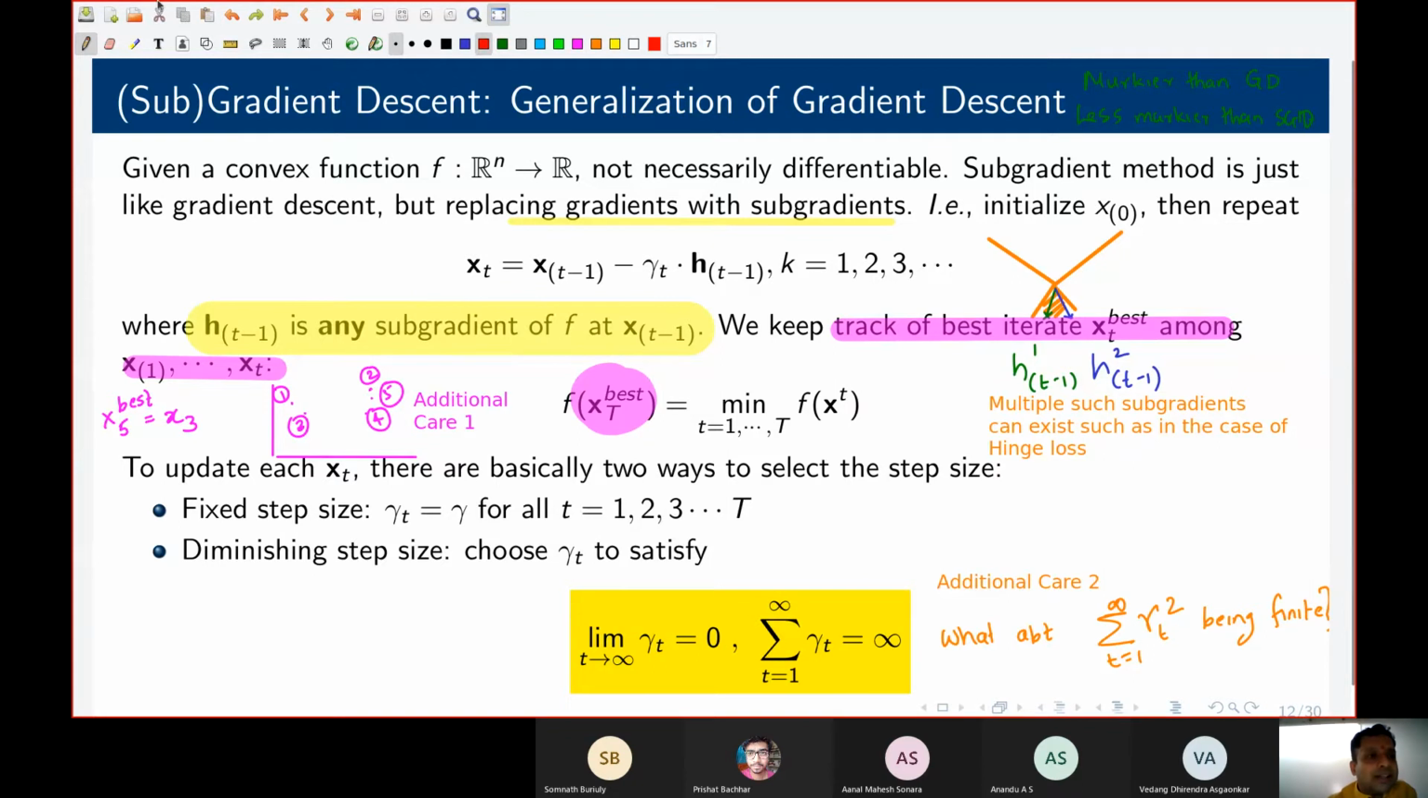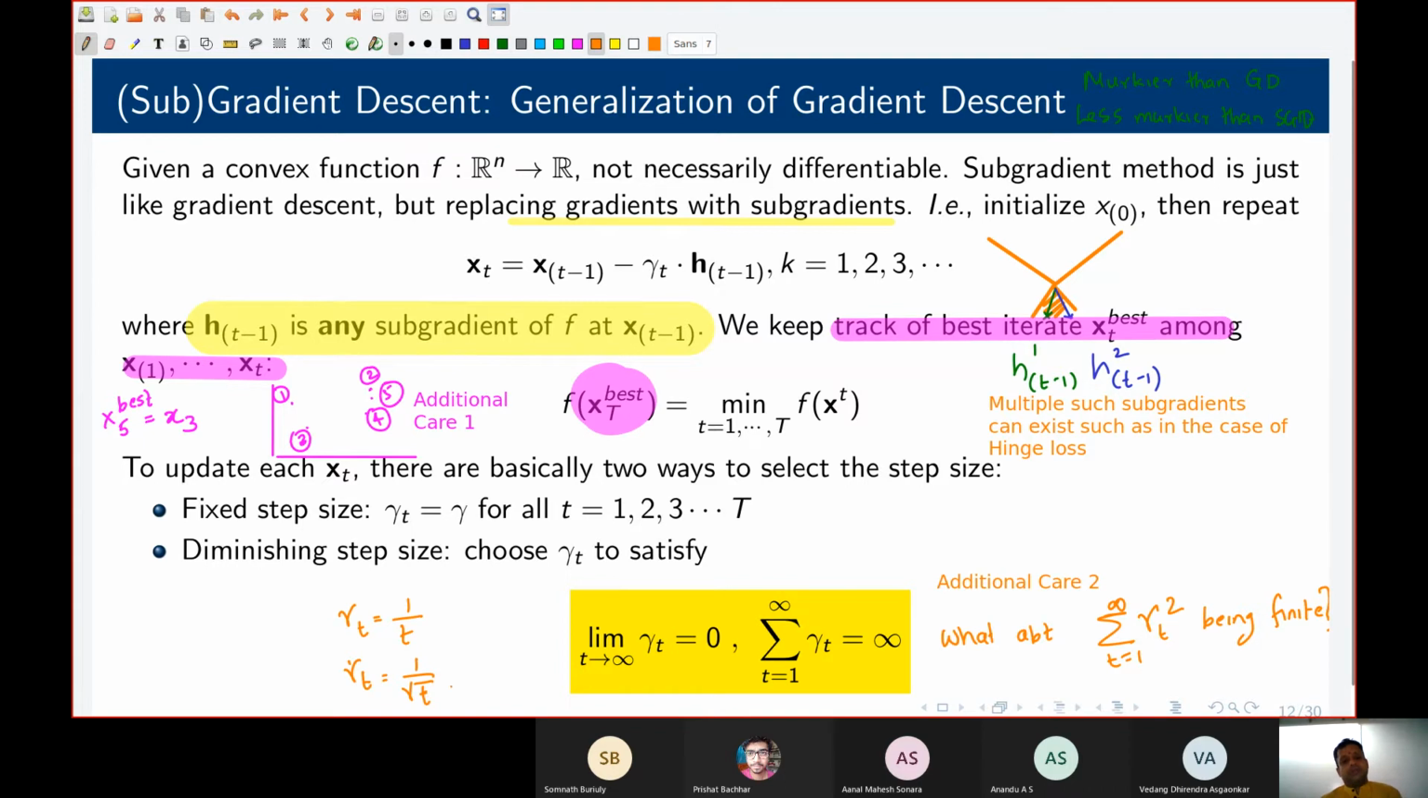Okay, let me just complete this. I think I should move this x3 a little down so that it looks clearly below x4. Okay, let's look at your question. The question was, why do we need to cater to the sum of gamma t being infinity? So let's take the example of gamma t is 1 upon t as against gamma t is 1 upon square root t.